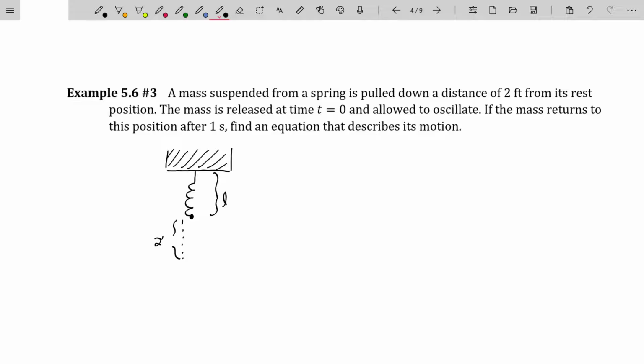Okay. The mass is released at time 0 and allowed to oscillate. If the mass returns back to this position after 1 second, find the equation that describes the motion. Now, I do want to mention something that differs between textbooks here. If you're in a physics course, it is actually pretty much general or standard accepted notation that down is considered positive and up is considered negative.